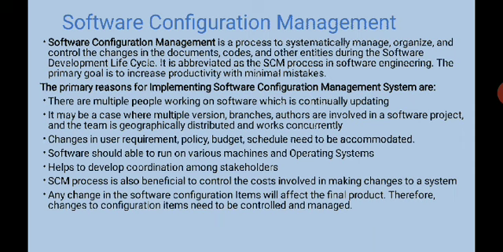So software configuration management is a process to systematically manage, organize, and control the changes in the documents, codes, and other entities during the software development lifecycle. It is abbreviated as the SCM process in software engineering. The primary goal is to increase productivity with minimal mistakes. So you increase your productivity and you make minimum mistakes.